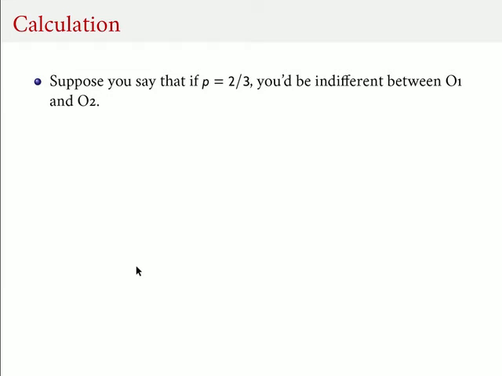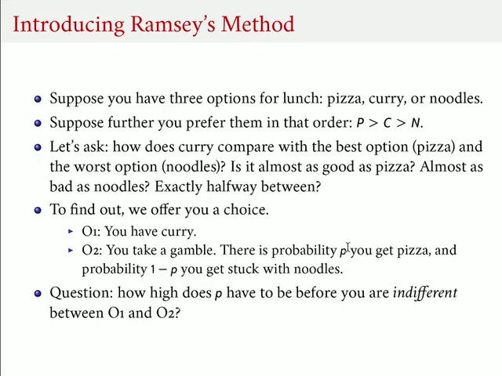So suppose that you answer that for you, probability P is 2/3. So if there's a probability 2/3 that you get pizza, the best one, then you'd be willing to take the gamble versus getting the middle one for sure. So you'd be willing to take a gamble for a 2/3 chance of getting the best option versus a 1/3 chance of getting the worst.